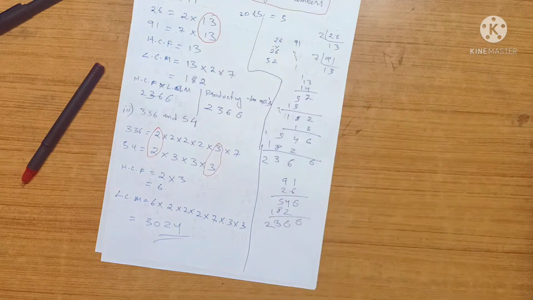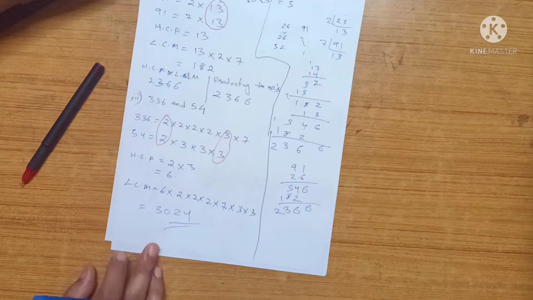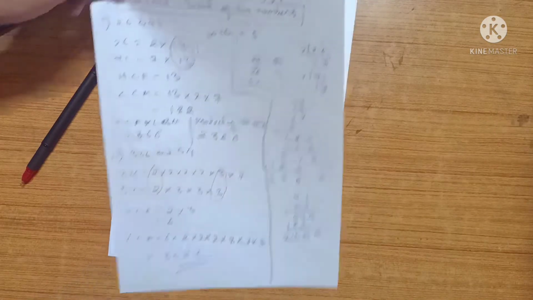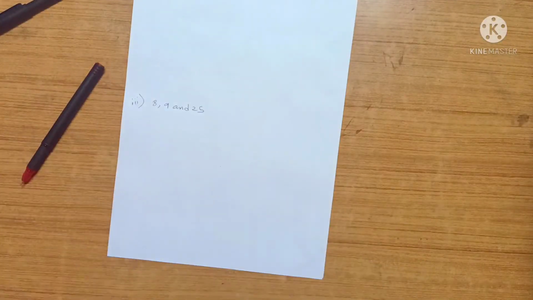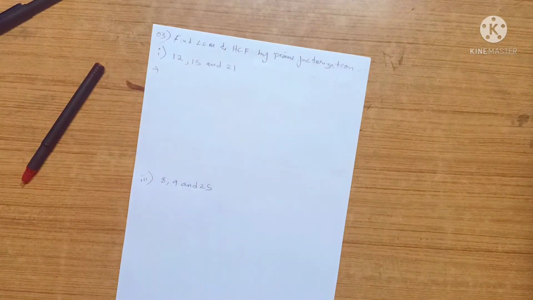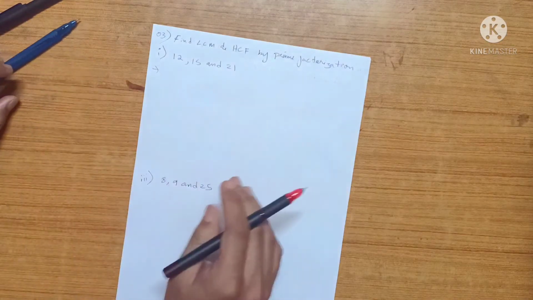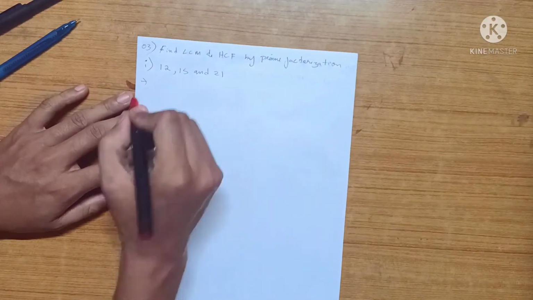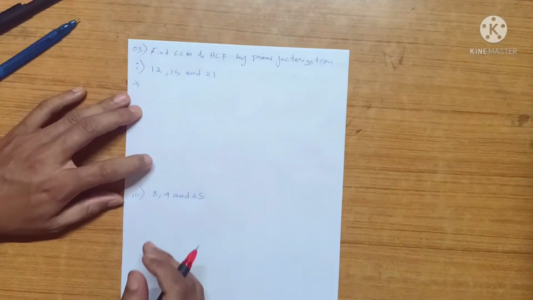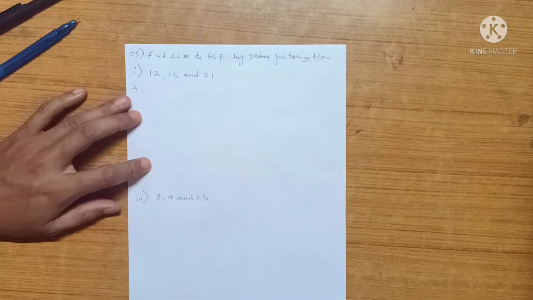I'm not going to verify this because it's kind of useless. Just remember the formula. It's very, very important. Now we're going to go to the next question. Find the LCM and HCF by prime factorization again. I'm going to show you a different method. I mean, literally you can do the same thing we did here, but for 3 numbers.